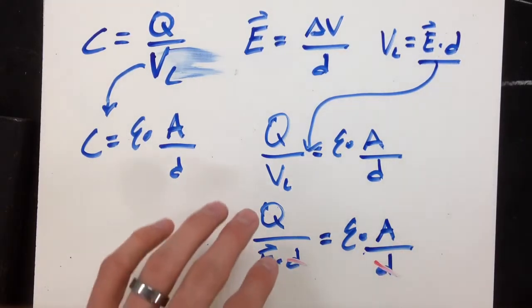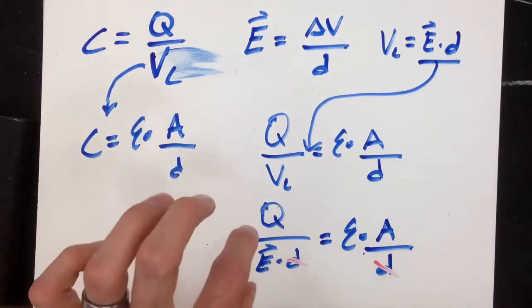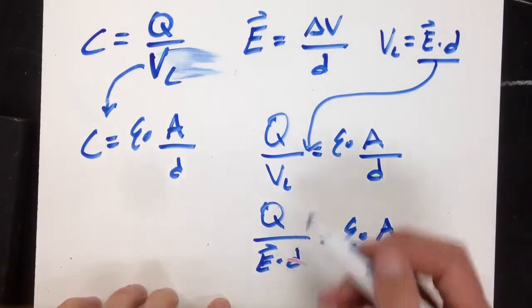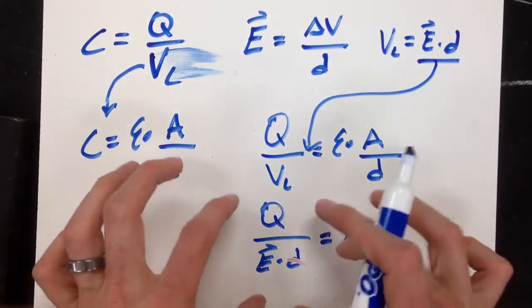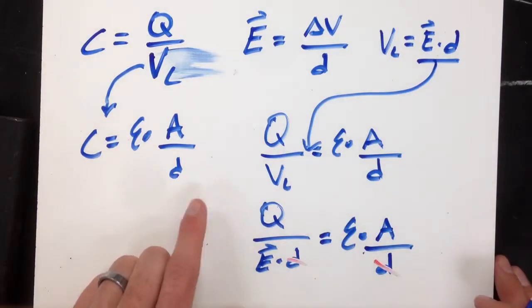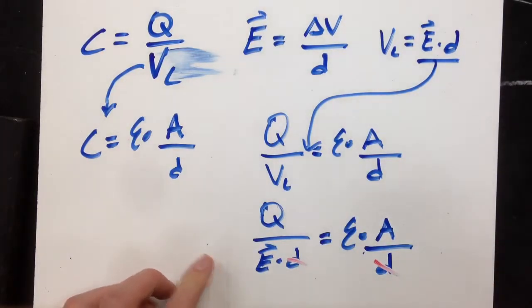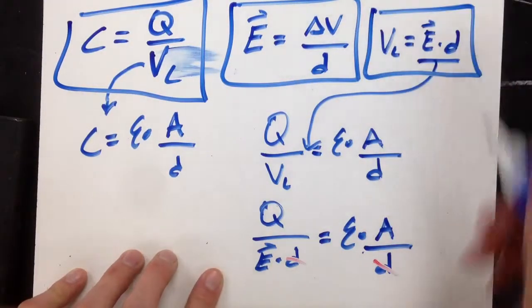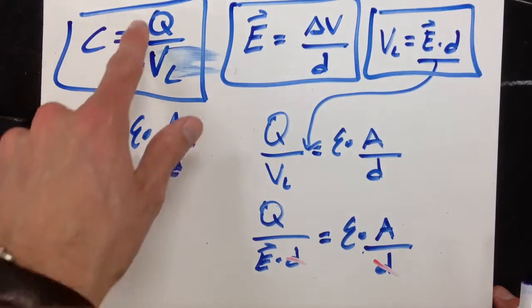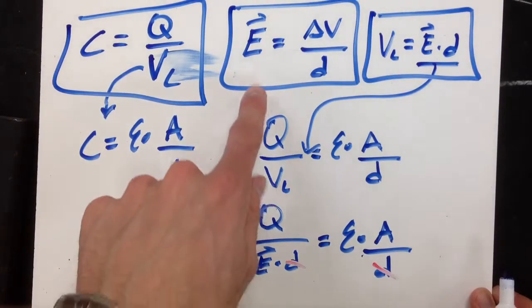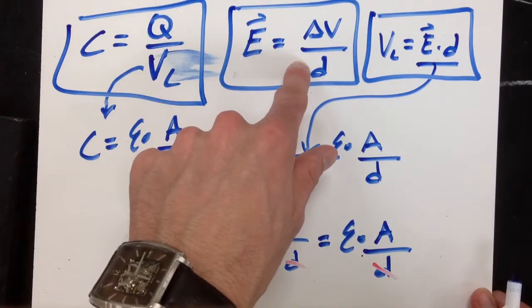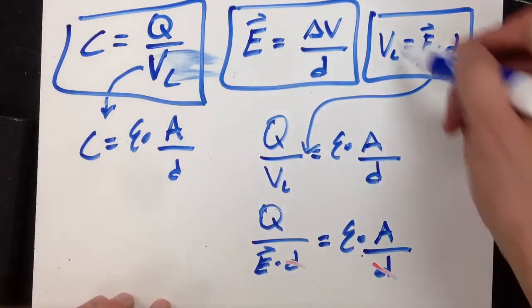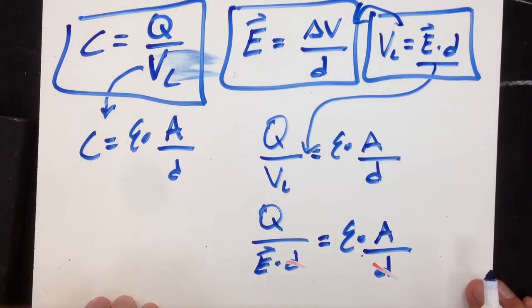If I wanted to isolate Q or E, I could flip both sides. There's a lot of different things I could do, but I would end up with another equation relating electric field to the charge on a particular capacitor. So, very important relationships that are good to know. The capacitance is Q over the potential difference. The electric field is the potential difference divided by my distance. The potential is equal to electric field times distance, which is basically a rearrangement of that equation.